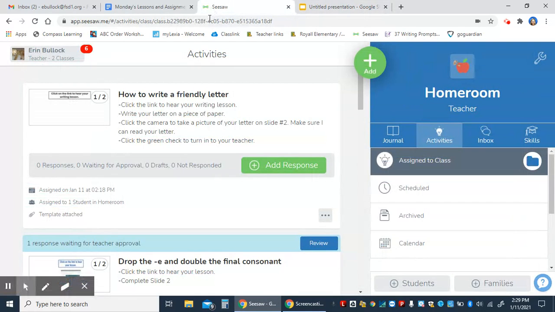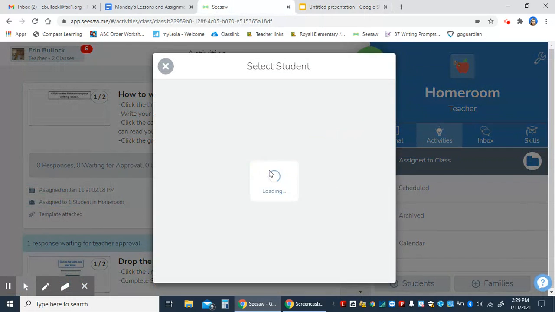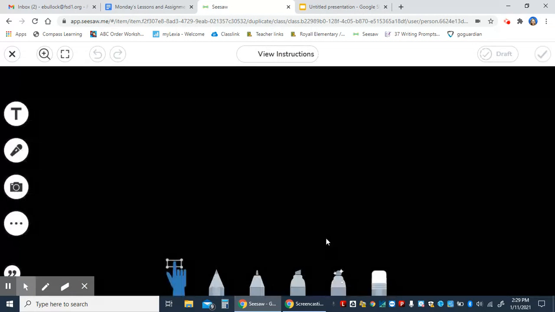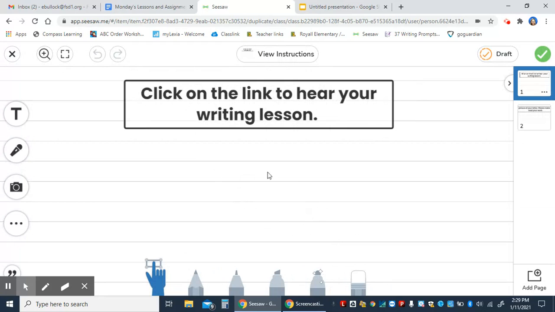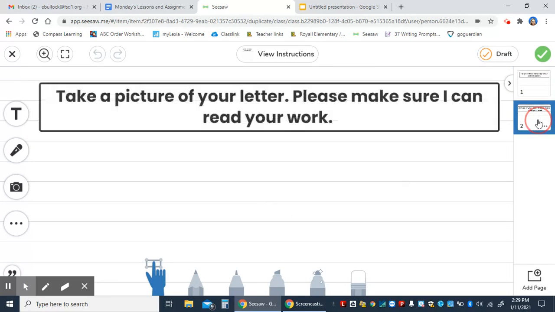Now, I'm going to show you in Seesaw. I'm going to go in through our sample student. I will have your lesson here for you to click on to listen to. But when you go to your next screen, it says, take a picture of your letter. Please make sure I can read your work. So come over here to your blue camera. I'm going to click it, and I'm going to click photo.